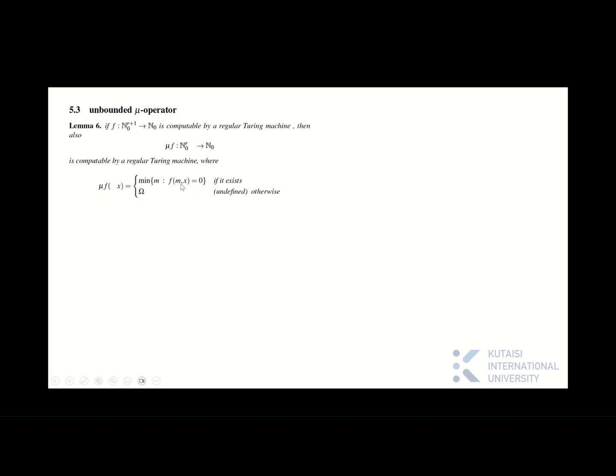So it checks for m equals 0, then m equals 1, m equals 2, m equals 3. And the first place it finds 0, it returns that m. So it returns the smallest solution, but it might be that it keeps on checking. It's like a while loop. While this is non-zero, it increments m, but if it never finds m, it's undefined. It's a while loop that loops on itself forever.